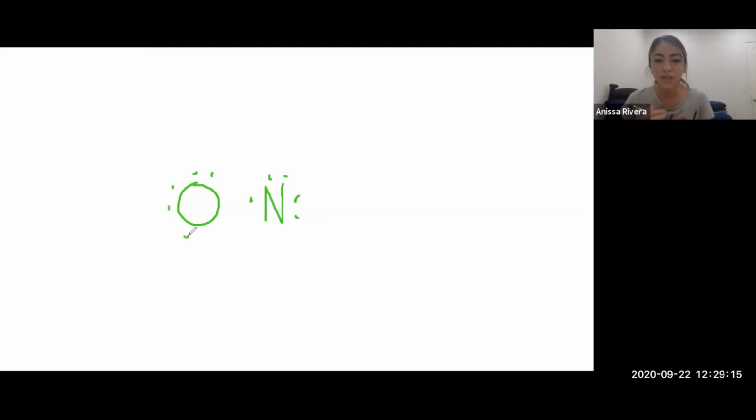I have a question really quick. Do we just fill in the dots however, or are we going clockwise or something? How does that work? I just do it however looks more convenient. Okay. Because the electrons are mobile, right? So they're moving around anyway. Okay.